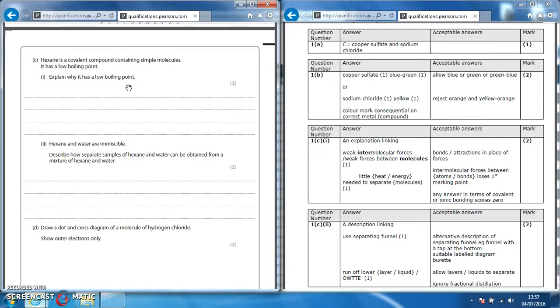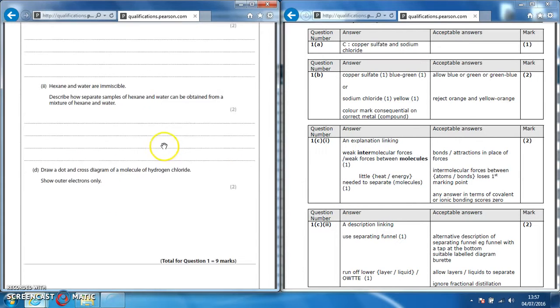And then for your second mark, you'd have to say that that takes very small amount of energy to break those very weak bonds, to overcome them. So there's 1 mark for saying the weak forces, and then 1 mark for saying that you need just a small amount of energy to overcome that.